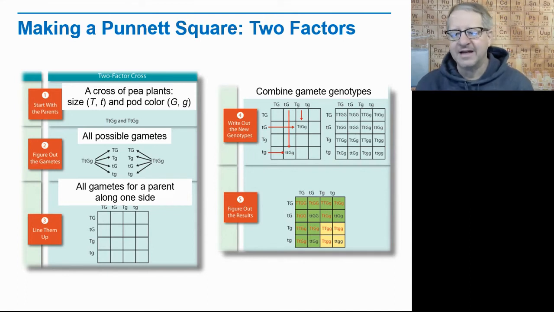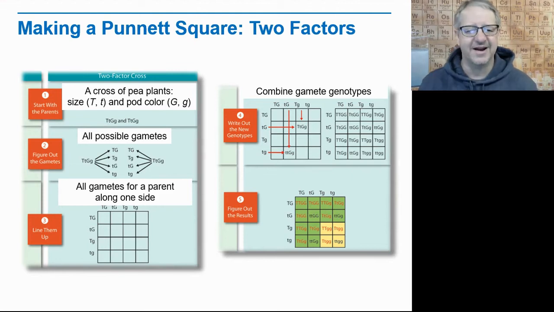So in a similar manner as in the previous illustration, we're going to walk through this diagram, and I'll explain how to make the Punnett square for a dihybrid cross. It's basically like if you've ever played tic-tac-toe, but you played the complicated version of tic-tac-toe that has a lot more boxes. That's this, right? So with a 2-factor cross, again, we just start with the parents. So we take a cross of pea plants, and the 2 factors are size and pod color.